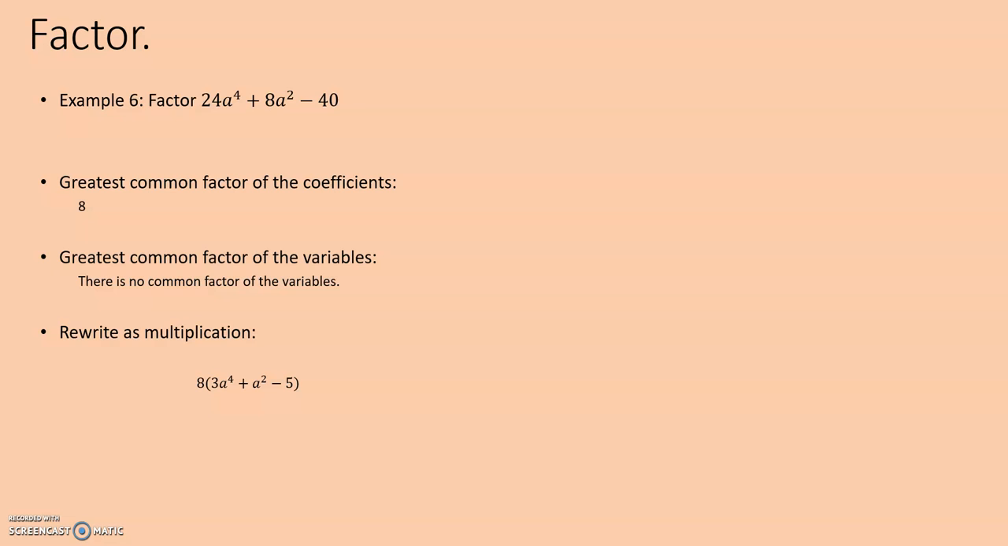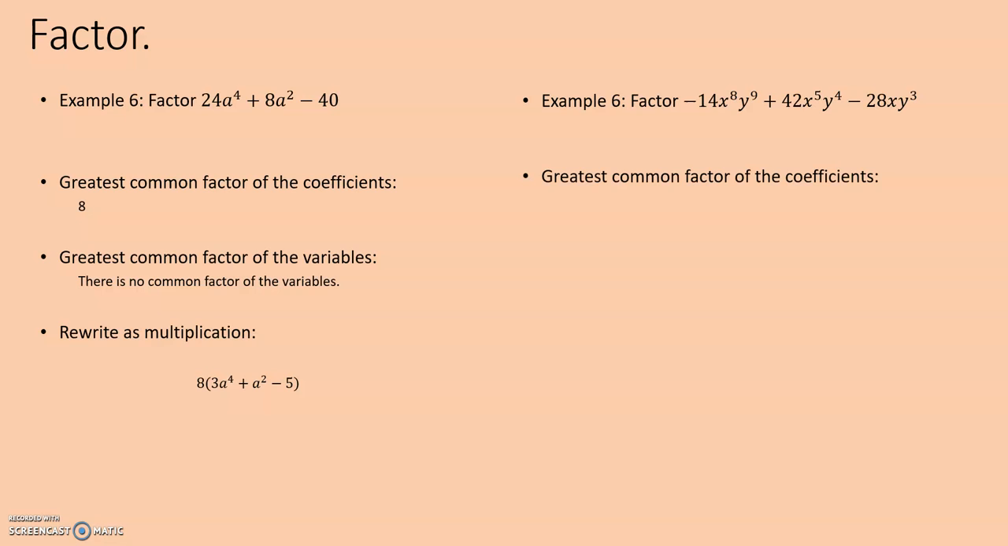squared minus 5. We're going to factor negative 14 x to the 8th y to the 9th, plus 42 x to the 5th y to the 4th, minus 28 x y to the 3rd. Greatest common factor of the coefficients is 14. Greatest common factor of the variables: we have an x to the 8th, an x to the 5th, and an x. So just an x. Y to the 9th, y to the 4th, and y to the 3rd is y to the 3rd. X y to the 3rd is the greatest common factor of the variables.